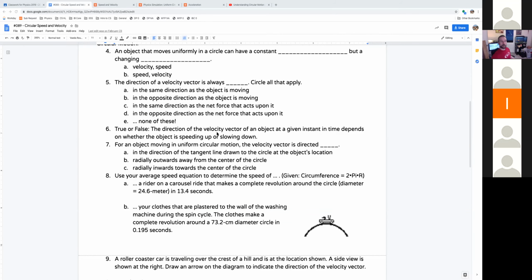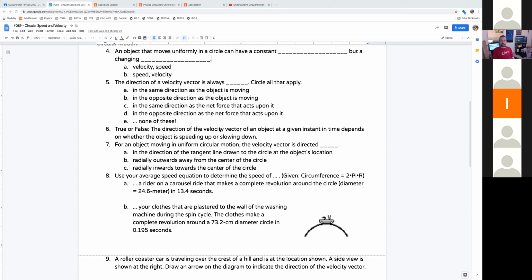So, true or false, number 6. The direction of the velocity vector of an object at a given instant in time depends on whether the object is speeding up or slowing down. False. Why do you say false? Because wouldn't it depend on just the direction the object is moving?